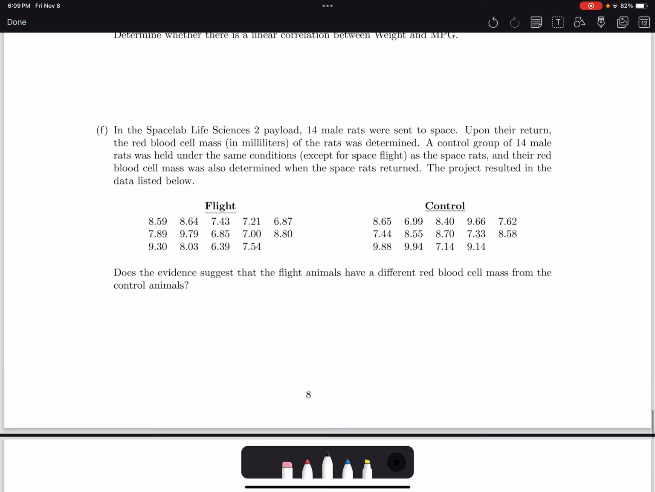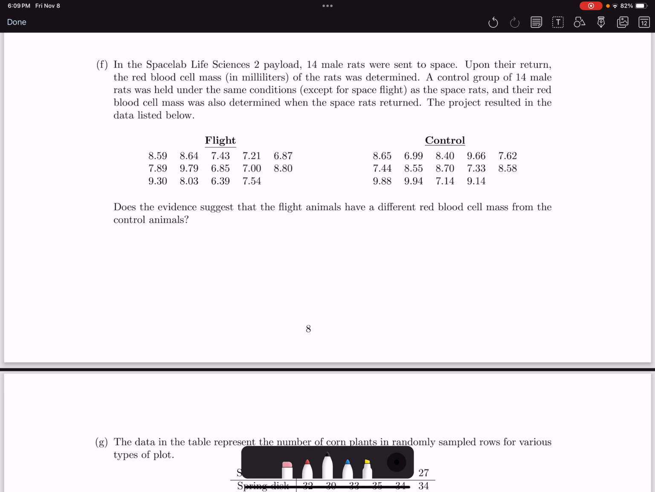Part F. In the Spacelab Life Sciences 2 payload, 14 male rats were sent to space. Upon their return, the red blood cell mass of the rats was determined. A control group of 14 male rats was held under the same conditions except for spaceflight as the space rats, and their red blood cell mass was also determined when the space rats returned. The project resulted in the data listed below.